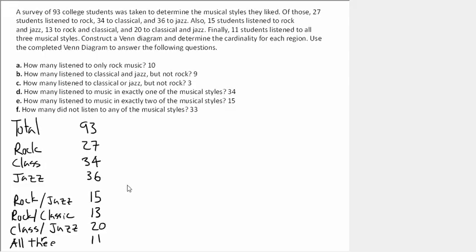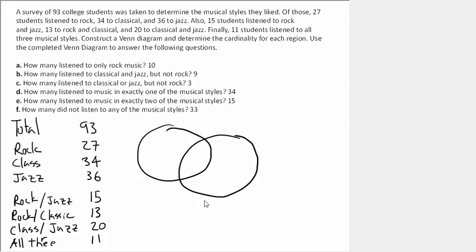Okay, so now we're ready to draw our diagram and put these numbers into the Venn diagram. And again, every one of these is done the same way. So I'm going to start out with three circles. And first I'm going to label them. We have three major categories. Rock. That's this circle. We have classical over here. And down here we have jazz.